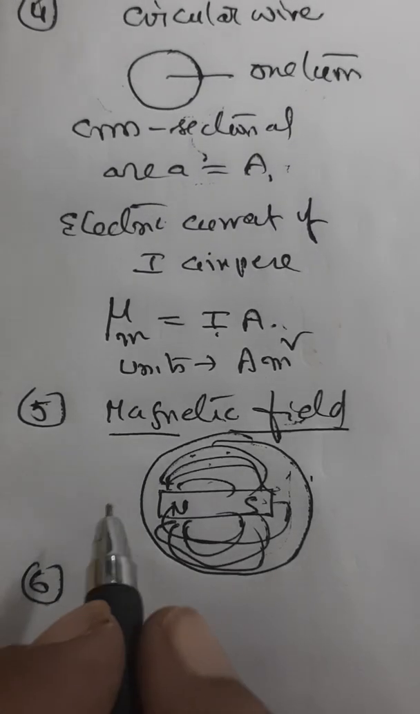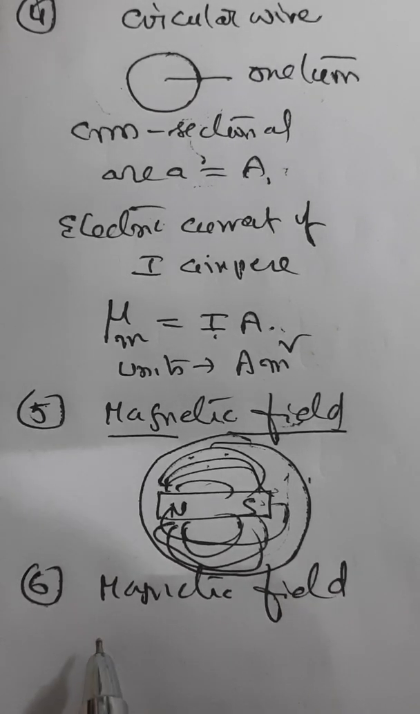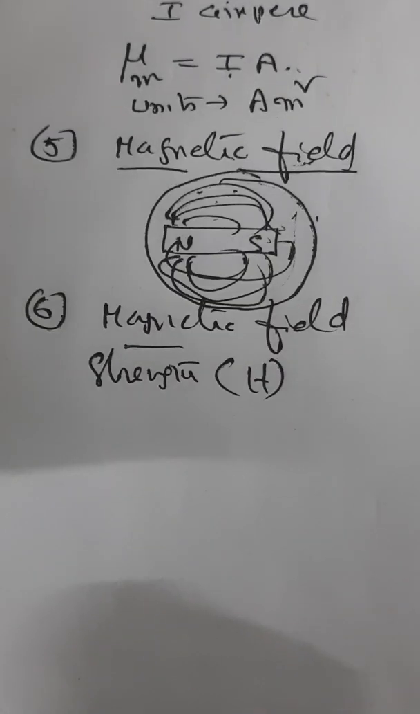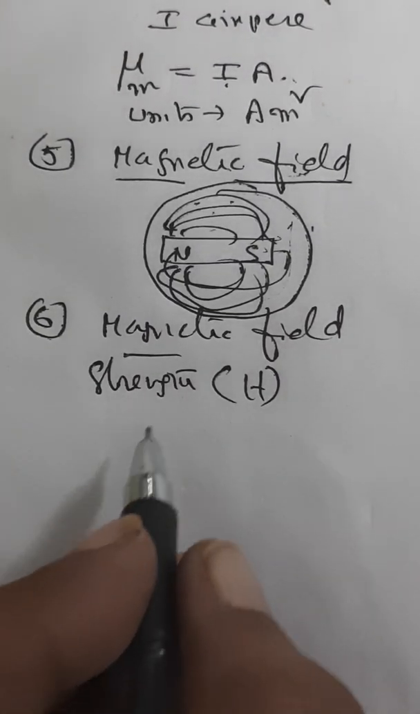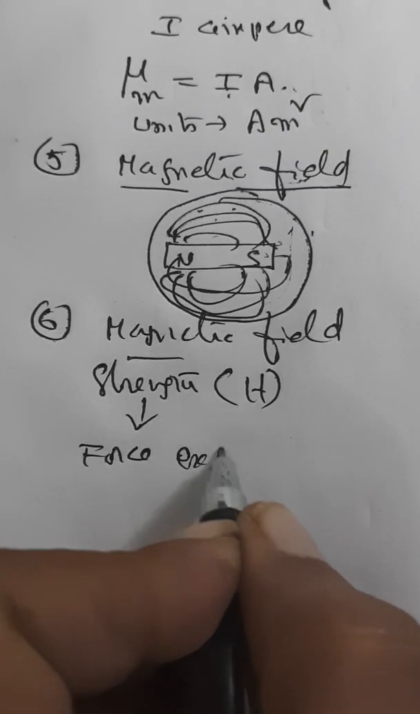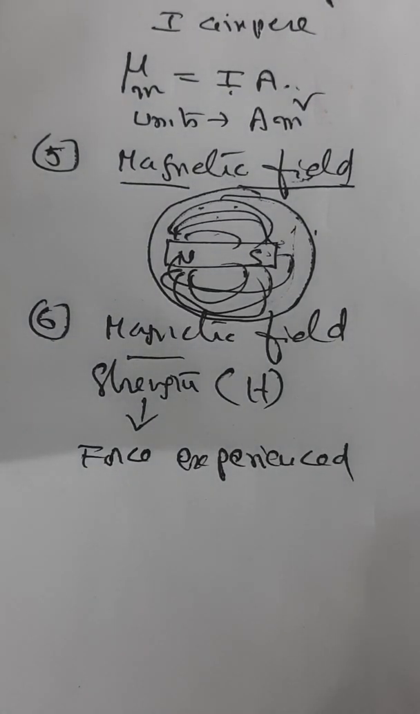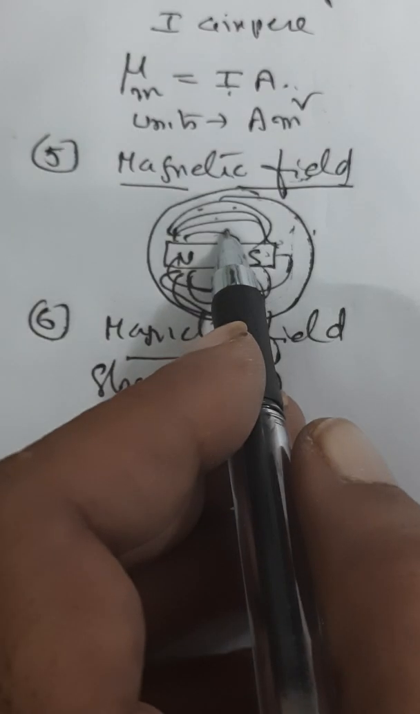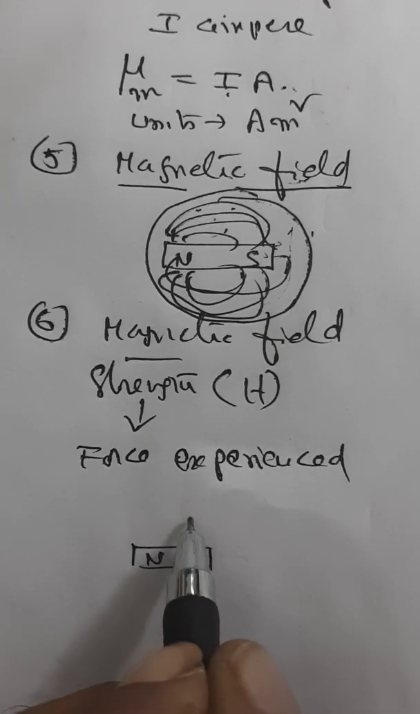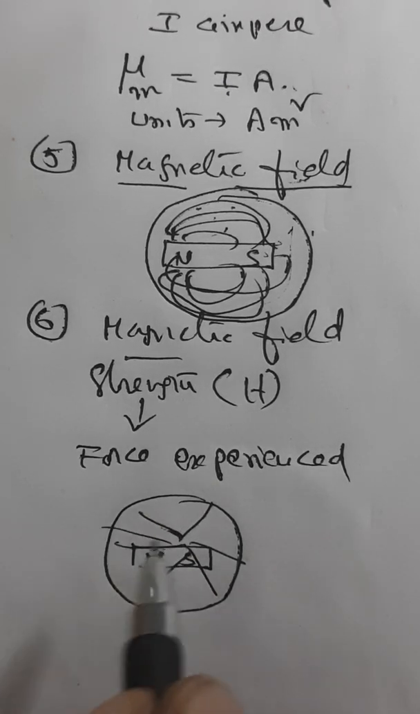And then there is something called magnetic field strength, which is called H. Magnetic field strength is nothing but the force experienced. Who will experience the force? Suppose in this magnetic field, here I kept a magnet. This is the magnetic field spread across like this for this magnet.